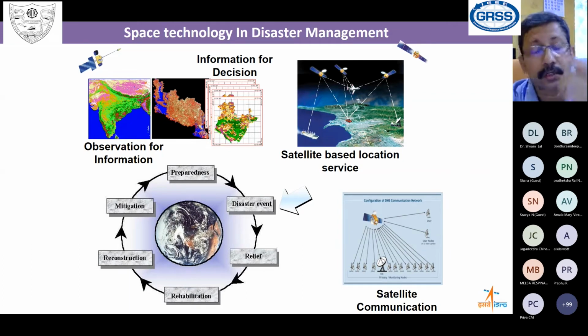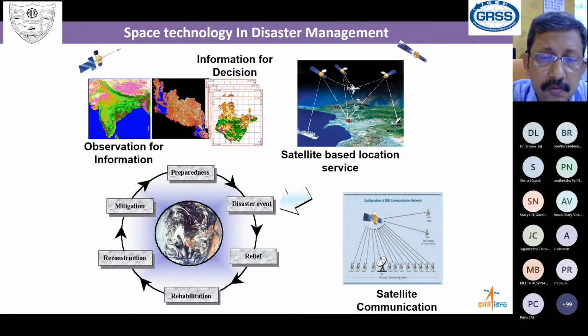And the third aspect is the communication, satellite-based communication. Because in the event of a disaster, the first thing to be knocked off is the terrestrial communication system. So in that aspect, satellite-based communication plays a very, very important role to disseminate or transmit the information about the extent, intensity, and the amount or type of rescue and rehabilitation efforts and relief efforts which are required. So this actually is used for all the aspects of disaster events.